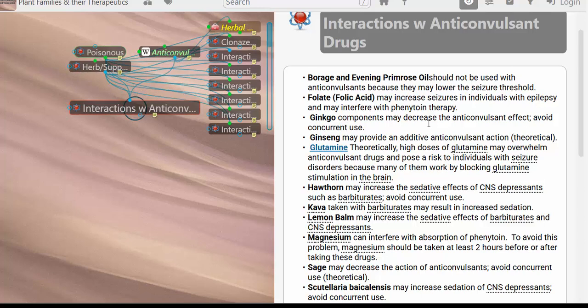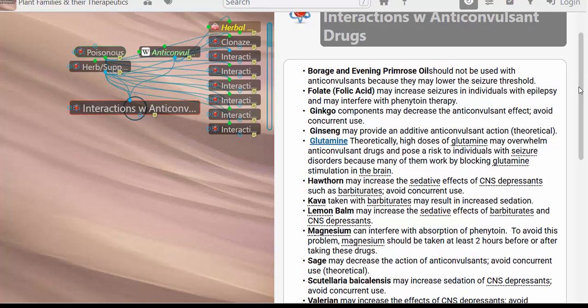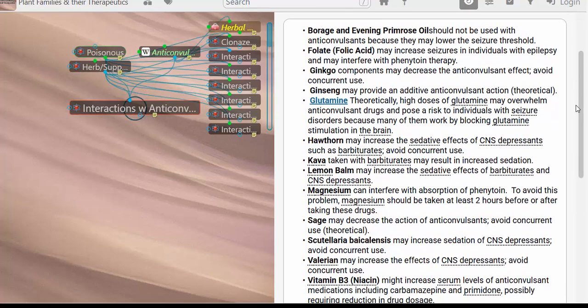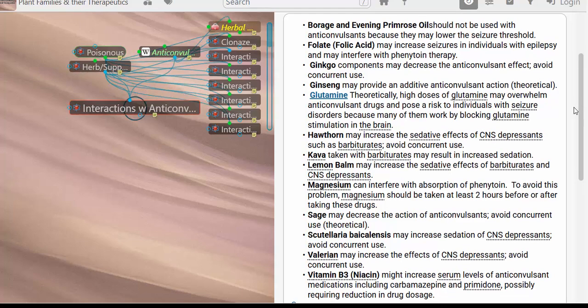So here are herbs and supplements that can have an interaction. Borage and evening primrose oil shouldn't be used with them because they can lower the seizure threshold. Folate and folic acid can increase seizures in individuals with epilepsy and may interfere with phenytoin therapy. Ginkgo can decrease the anticonvulsant effect of a drug, so don't use it at the same time. Ginseng may provide an additive anticonvulsant action that's theoretical.